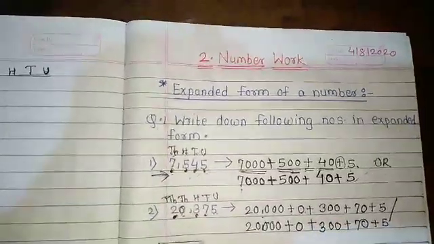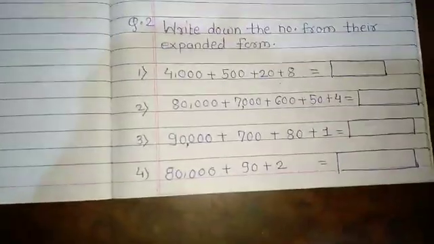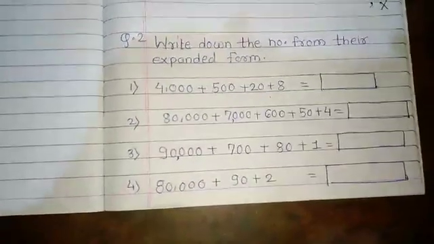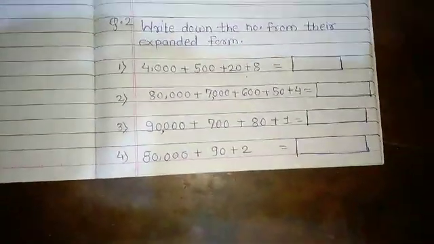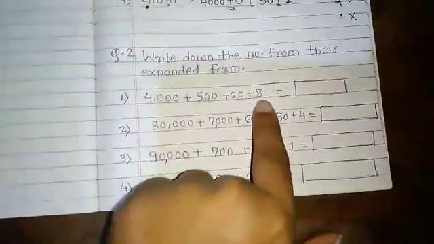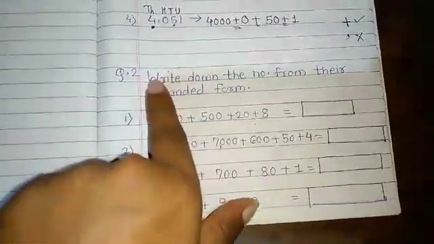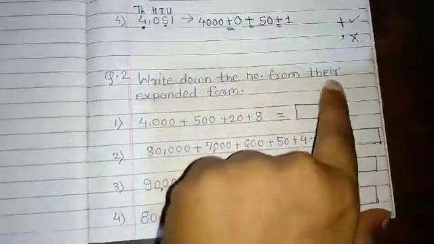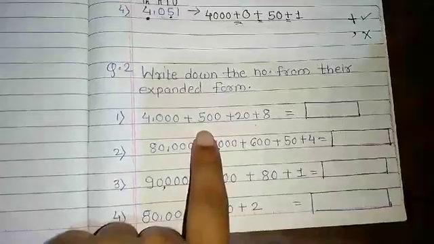Likewise, you can expand the given number. There is another question that may be asked based on the expanded form. What may they ask? They give you an expanded form and ask you to form the number. Read the question, and write down the number from its expanded form.